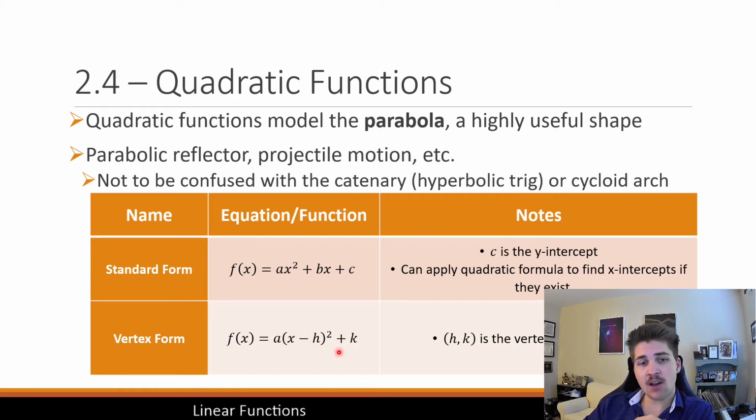And where h and k are reflective of the vertex. And the vertex is probably a term you remember, which is just a term for the tip point of the parabola. So if it was a downward facing parabola or an upward facing parabola, the vertex is the point at the very bottom or top, which is a very important point on that curve.